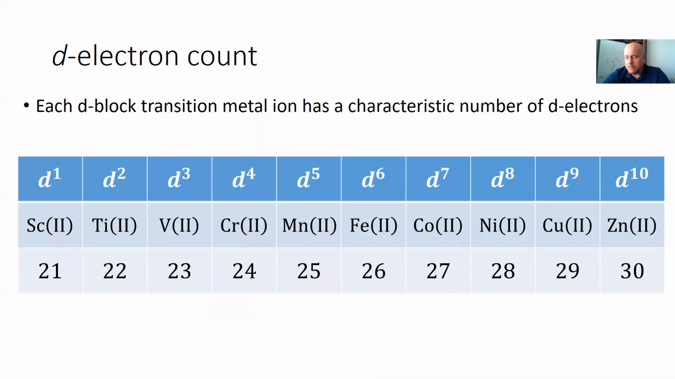Now, one of the big keys to transition metal chemistry is actually what we call the d electron count, and this d electron count is really for transition metal ions.